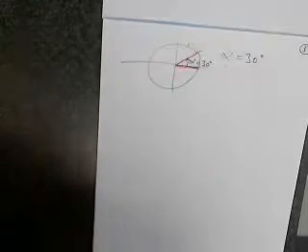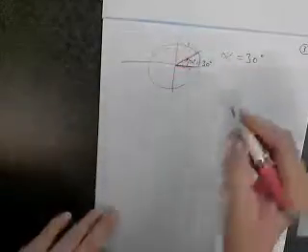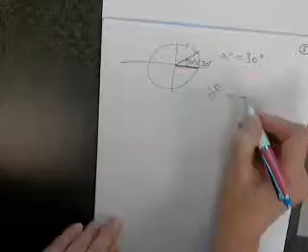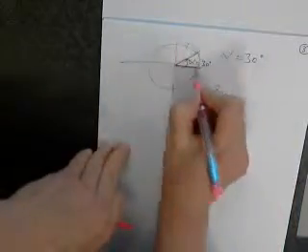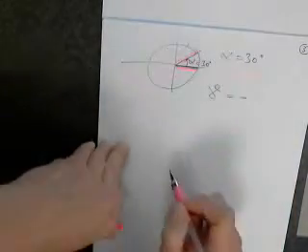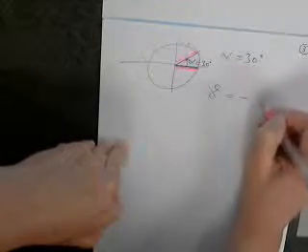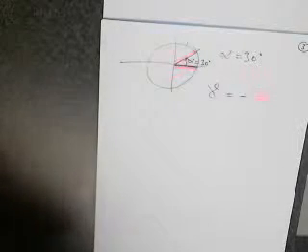Can anyone give us another angle that starts at the same point and ends at the same point? Let's say gamma, but I want this time gamma to be a negative angle. It has to have the same terminal side and the same initial side. So it will start here and it will end here. Very good. Negative 330 degrees. That's what we mean by coterminal angles.